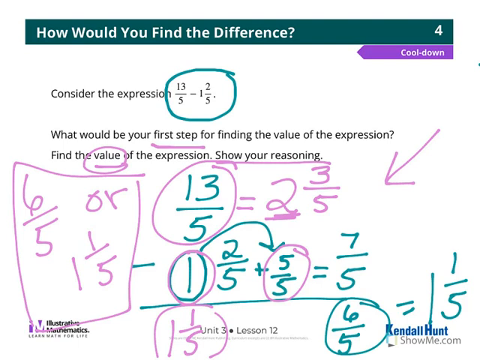So there was more than one answer to this question. But for the second question, the answer is 6/5 or 1 1/5. And I have to see your work, and I have to be able to follow your thinking. All right.